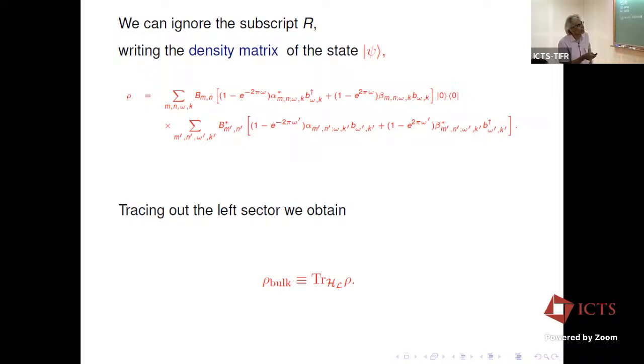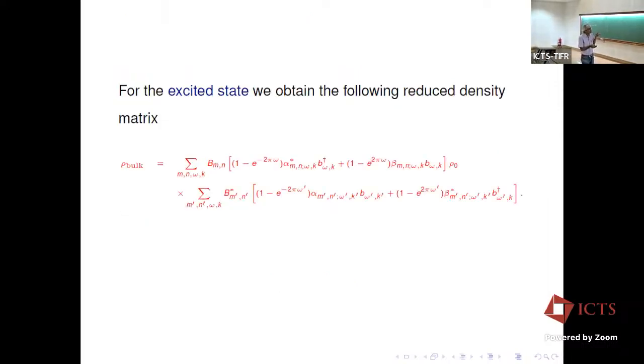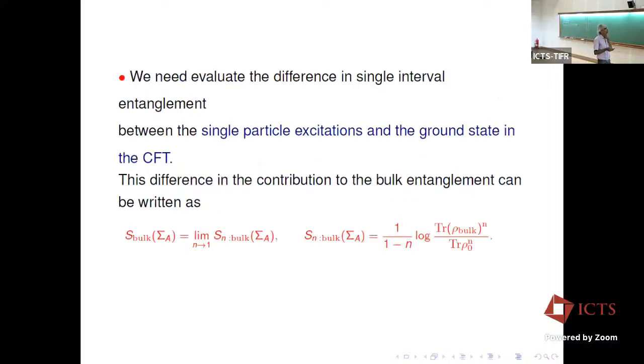Basically, I've rewritten that AMN in terms of the Rindler operators, all in the right wedge, by using the various transformations. That's why you get these factors here. And tracing out the left sector, this part gets replaced by the thermal density matrix. So we have the thermal density matrix acted upon by these excitations. And so we need to evaluate the entanglement entropy between particle excitations on the ground state and the CFT. Therefore, we have to evaluate this ratio, the excitation and the usual thermal.